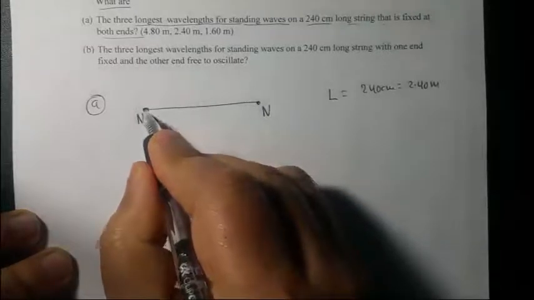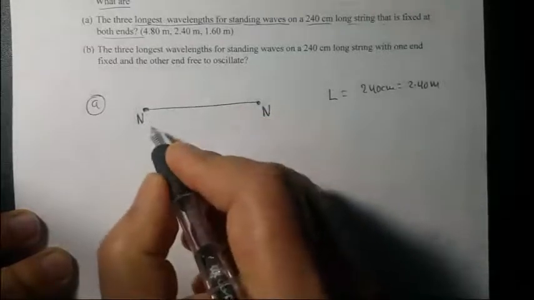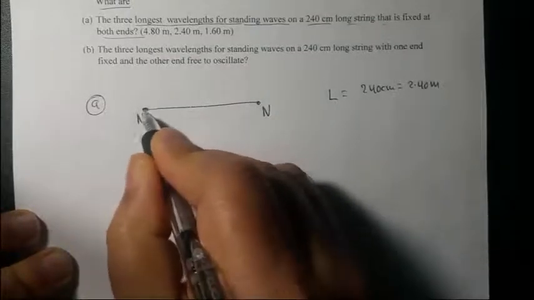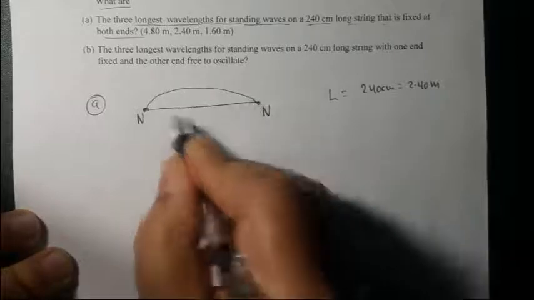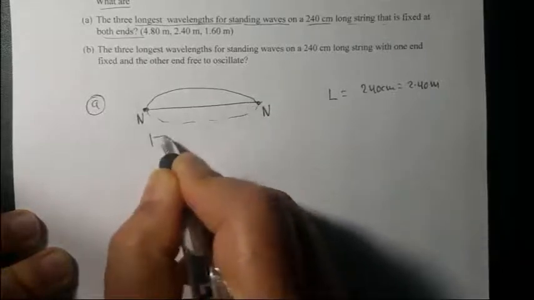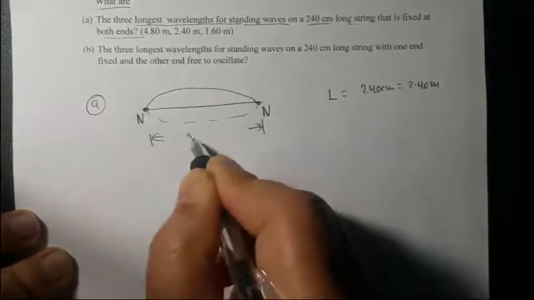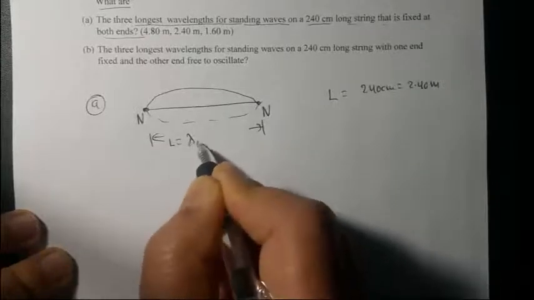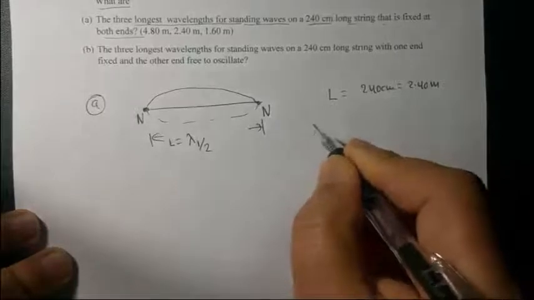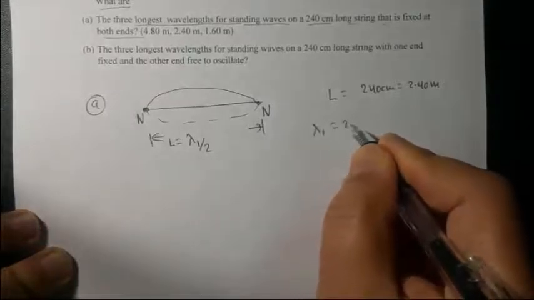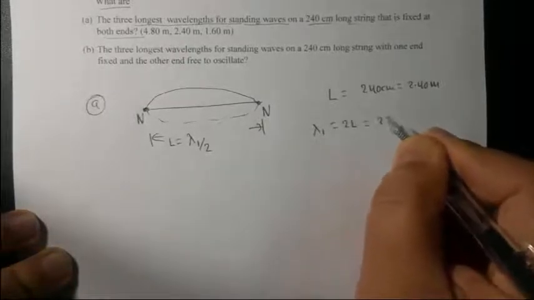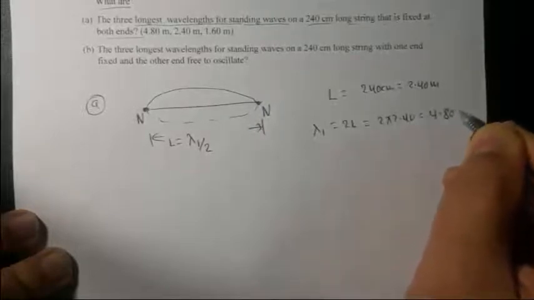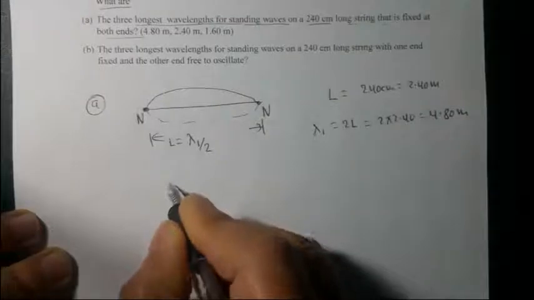So three possible wavelengths, right? So the first one is, you can draw the wave pattern. Length L has to be lambda over 2, right? So lambda 1 is just twice L. So 2 times 2.4, 4.8 meters.